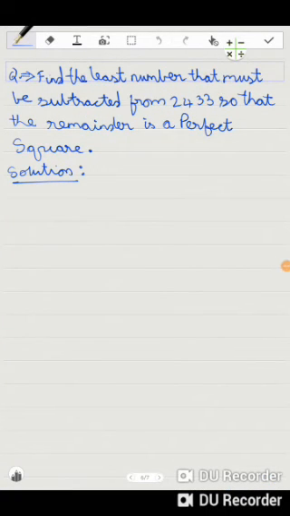Now let's look at this sum. Find the least number that must be subtracted from 2433 so that the remainder is a perfect square. So in this case, what I need to do is find the square root using the long division method. Now since this is definitely not a perfect square, I'll get a remainder, and that remainder, if I subtract it from 2433, it would become a perfect square.